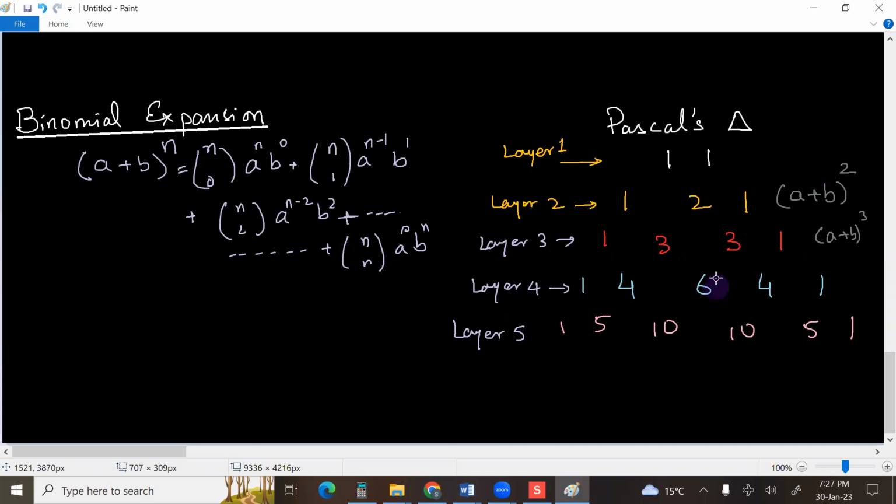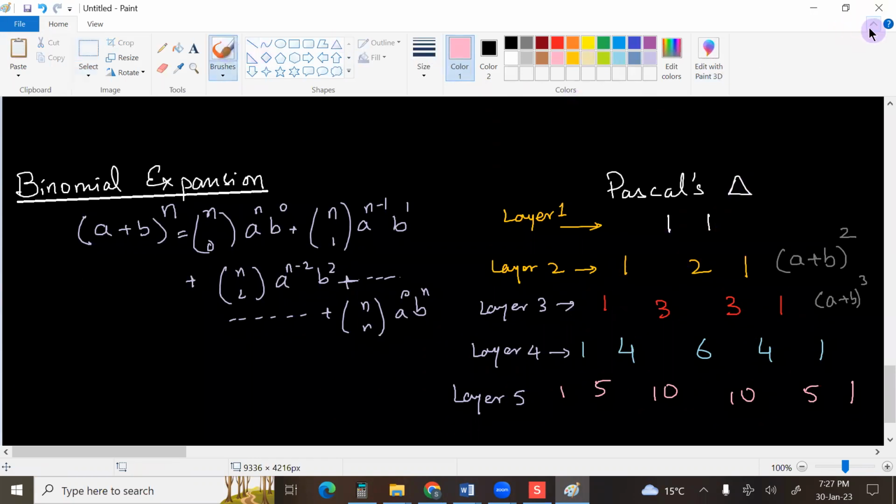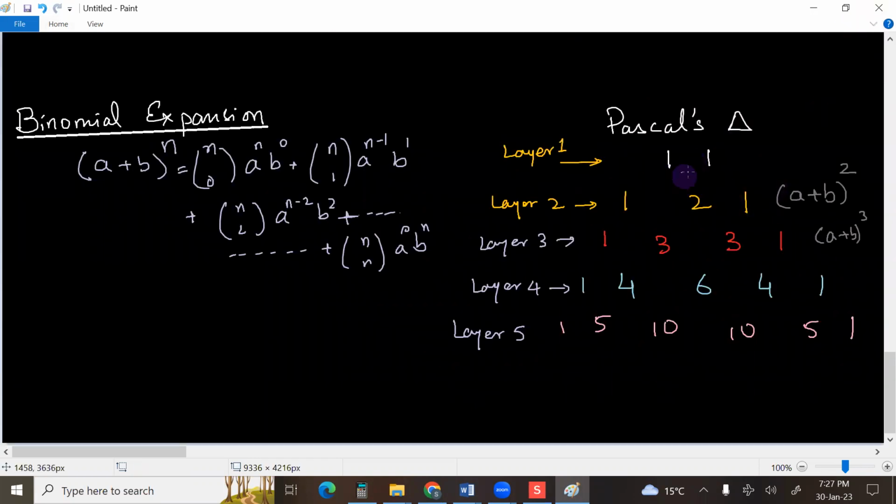Hi everyone. This is a short video regarding binomial expansion. So I'll start with Pascal's triangle. The way that we construct Pascal's triangle is very easy and interesting. What you do is you write the sum of each two numbers in the middle, in each layer.